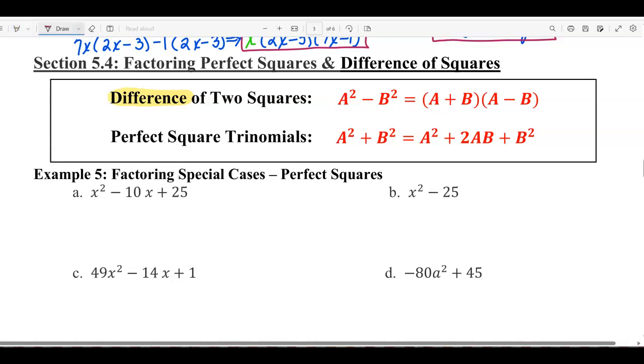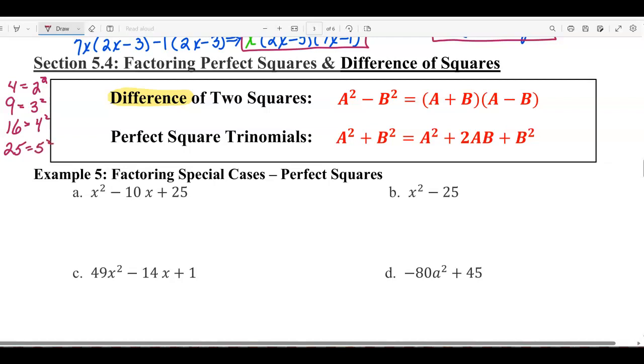So if we go to the side and we review, we know that 4 is a perfect square because it could be written as 2 squared, and 9 is a perfect square because it will be written as 3 squared. 16, 4 squared, 25, 5 squared, and so on.